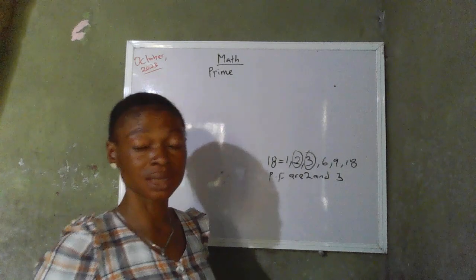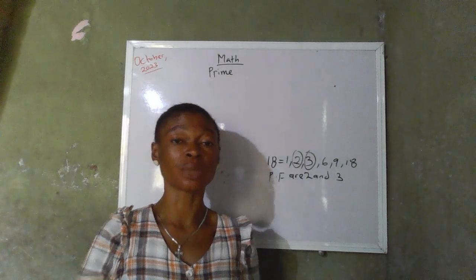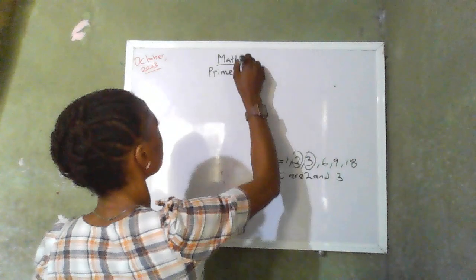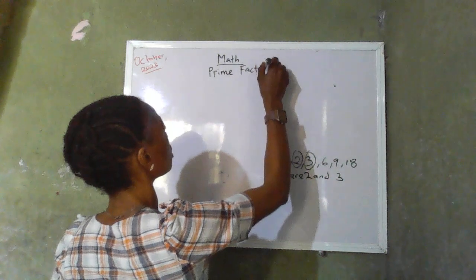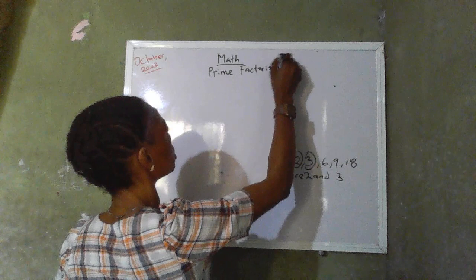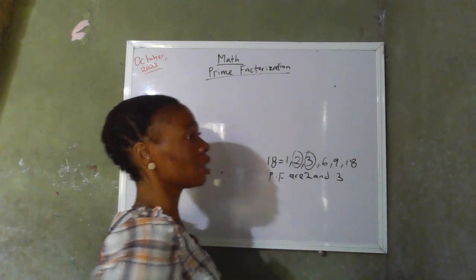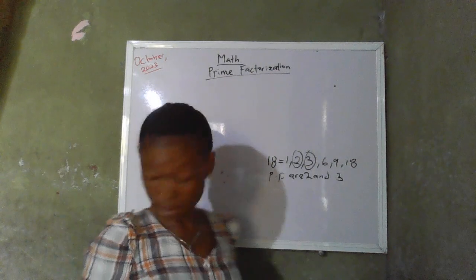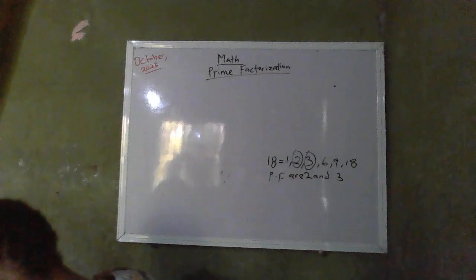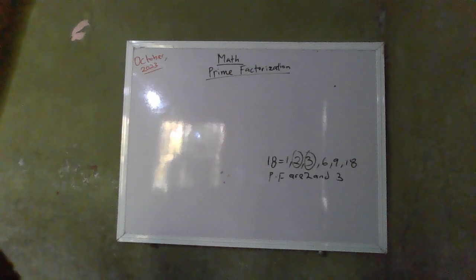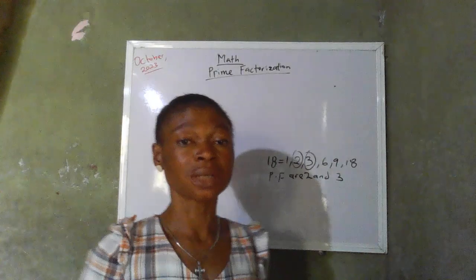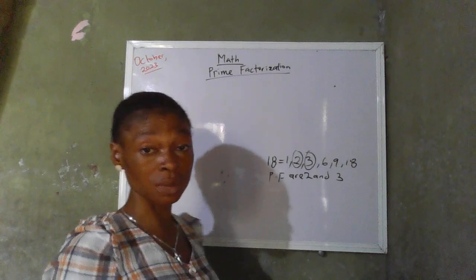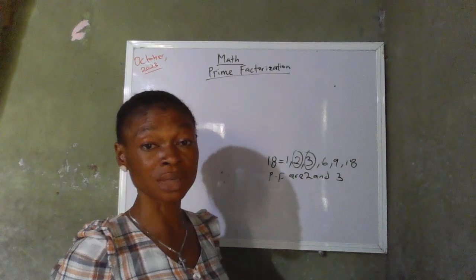In today's lesson, still on this series of prime numbers, we are looking at prime factorization. Now let's identify. Let's move on. Let's express 18 as a product of its prime numbers in index form.